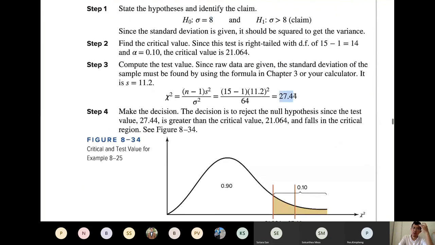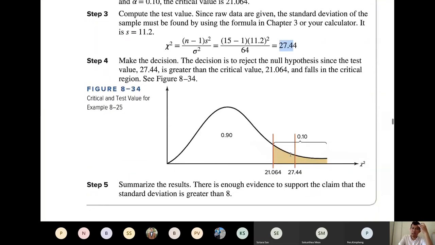So this is a test value, and in this case the test value is to the right of the critical value, and this area is the rejection area. Our test value, based on the data, based on the sample, is inside the rejection region. That's why the data suggests we reject the null hypothesis. So the decision is to reject the null hypothesis, because the test value is greater than the critical value.